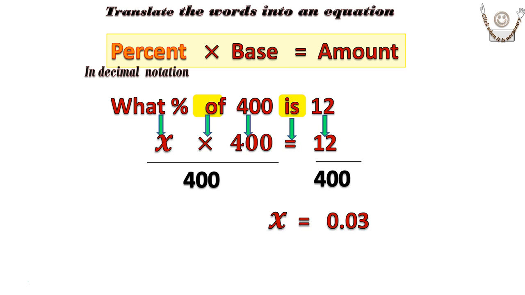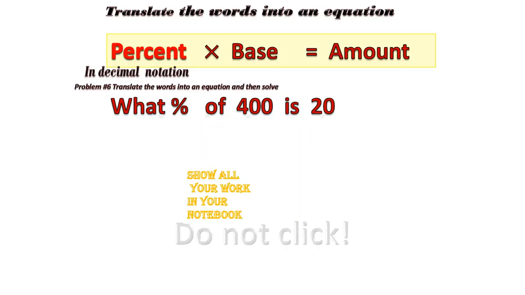But the question was what percent? So we have to convert decimal notation into percent notation. 0.03 means 3 over 100. So it's practically 3% because percent is just a fraction with denominator 100. In your notebook, translate the words into an equation and then solve. You can check your work and after that resume slideshow.